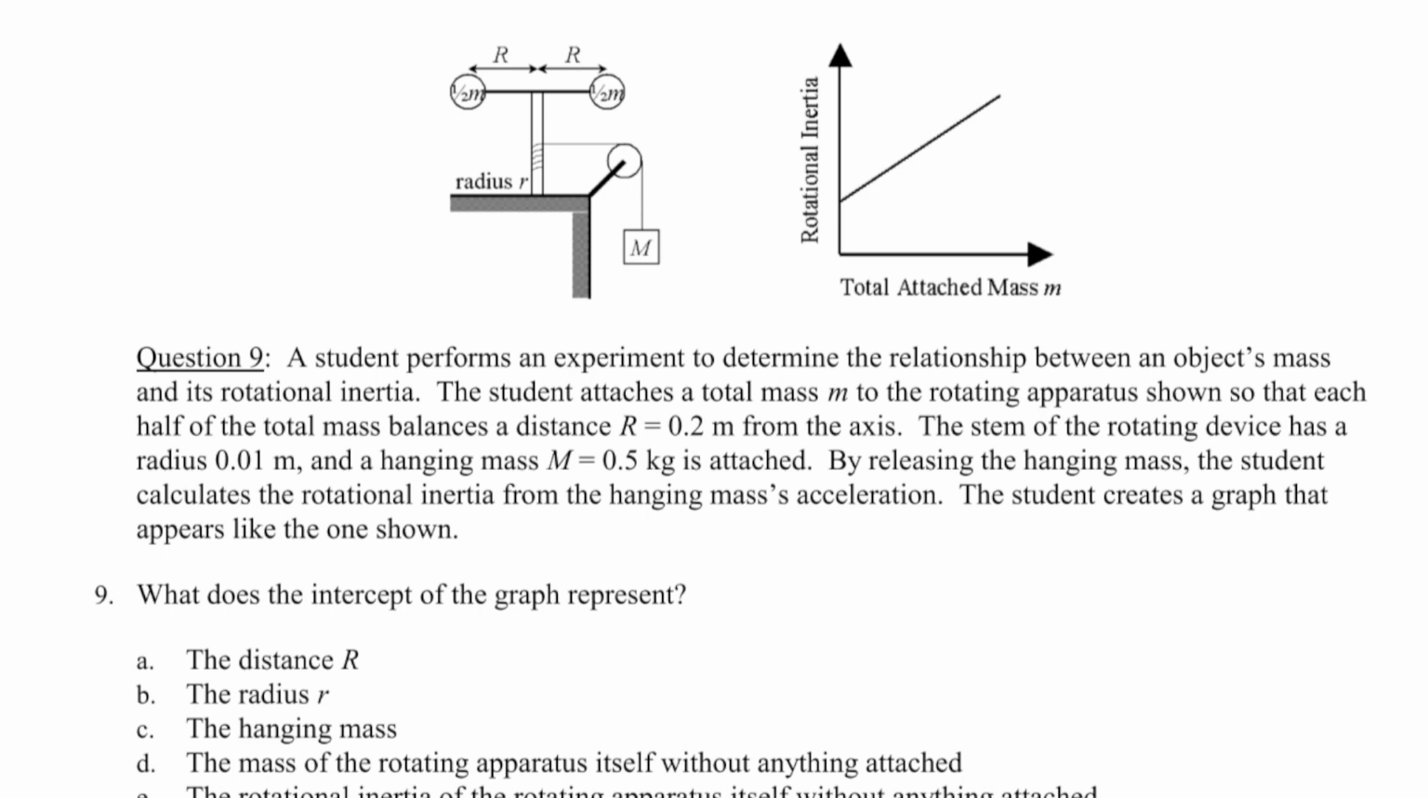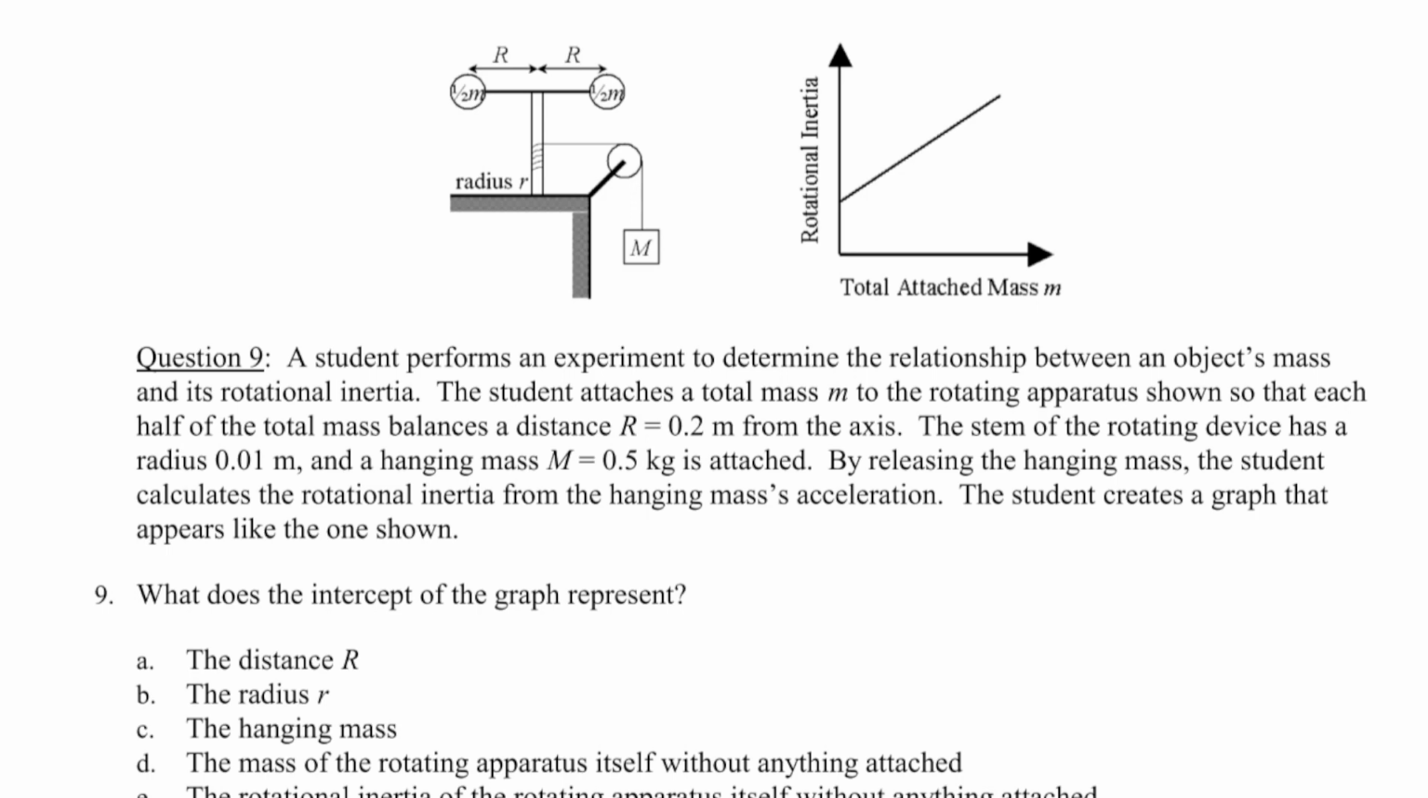Basically, we just keep changing the amount of mass that we're sticking on this whirligig apparatus, and we want to find how the rotational inertia changes. So as we're adding more mass, it appears that rotational inertia is increasing linearly. But we're asked, what does the intercept of the graph represent?